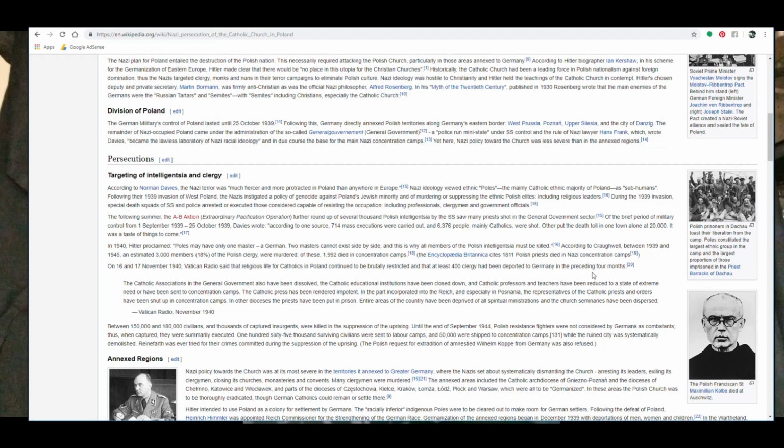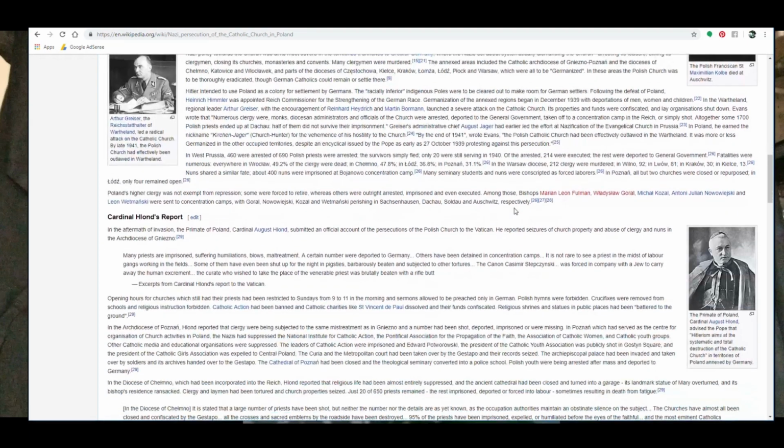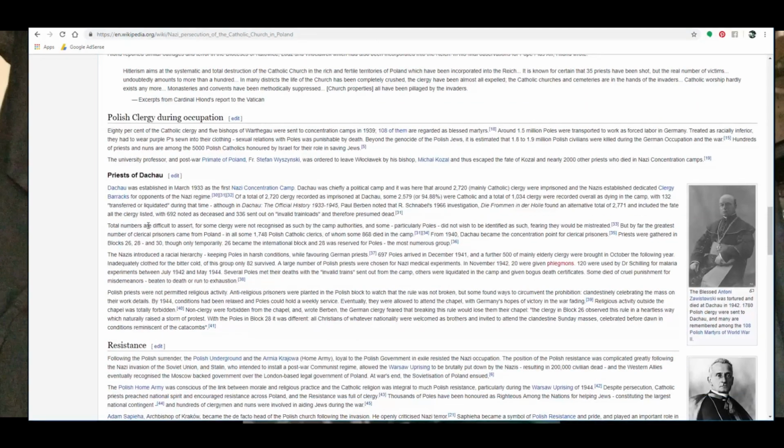But still, there is something in here that does talk about how the Catholic Church, the clergy members, were also targeted by the communists. But that's not to say that the Catholics didn't play a part in the invasion of Poland from the Nazi Party, which is outlined under here.